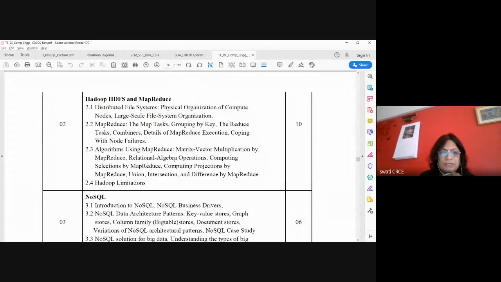Then there is a small topic in the syllabus: relational algebra operations, computing selections or projections, union, intersection, difference by MapReduce. It is a very small topic of the syllabus, so today's objective is just to cover this topic. It is not a very heavy lecture for today. We are learning what operations are possible and how they are to be done using MapReduce, and then we'll see what the limitations are. So we will complete the first two chapters, and in tomorrow's lecture I'll start with NoSQL databases.